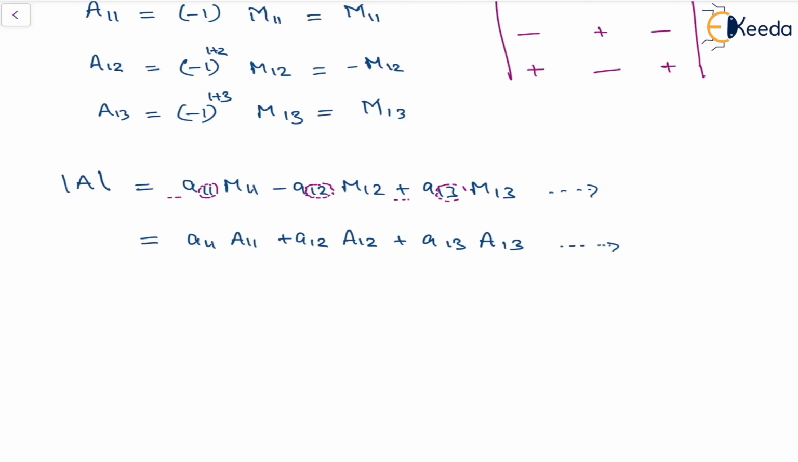So that was all about the minors and cofactors, and we have also seen how we can use them to find the determinant. Thank you.